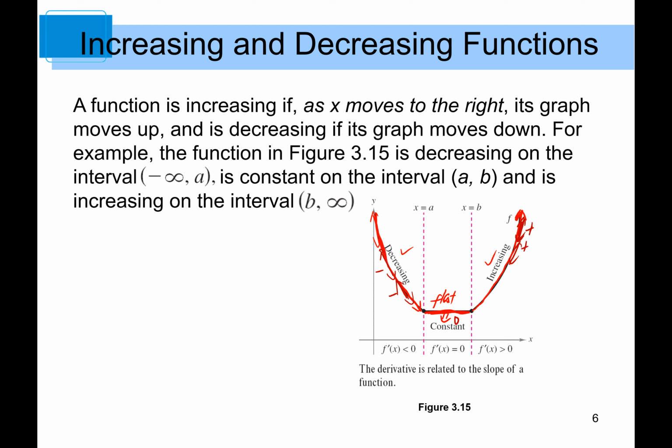So in this particular example, from negative infinity to a, it's a decreasing interval. And from a to b, it's a constant interval. And from b to positive infinity, that's an increasing interval. Okay.